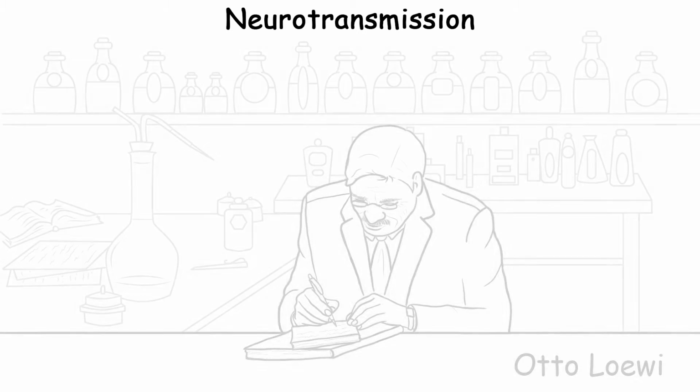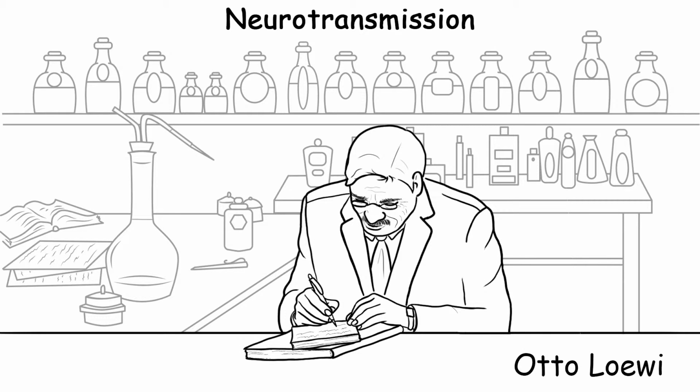This discovery of chemical transmission, and specifically of what is now known as acetylcholine, earned Otto the Nobel Prize in 1936, which he shared with Sir Henry Dale. This module will discuss how neurons communicate and transmit messages to and from various parts of the body within the peripheral nervous system, a concept known as neurotransmission.